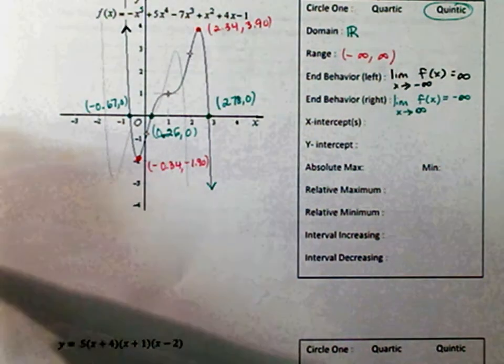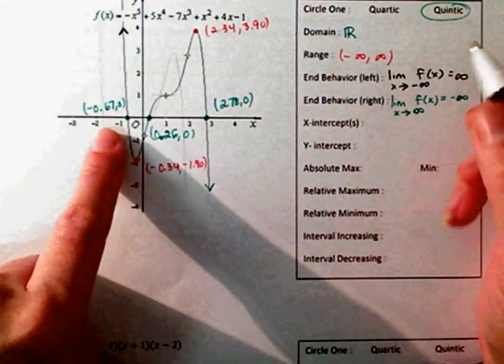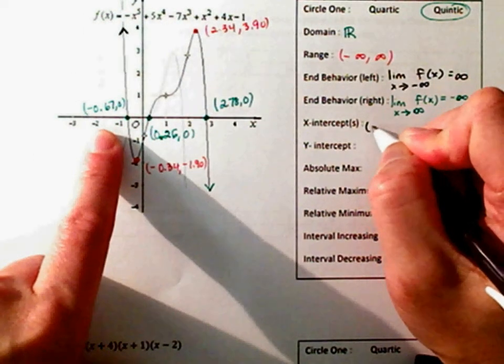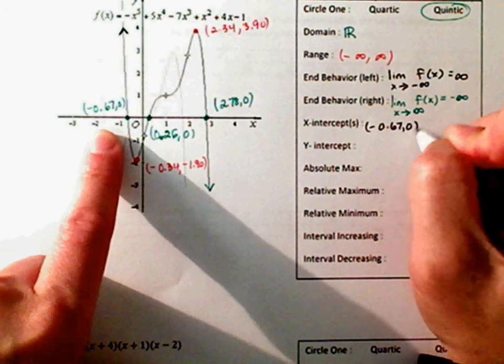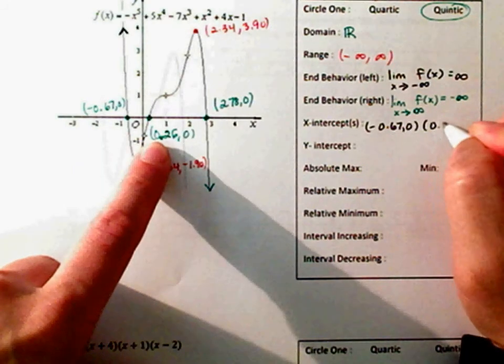X-intercept. Now, you see why we did all those things? So here's your x-intercept. Negative 0.67, comma 0. Other one, 0.26, comma 0.